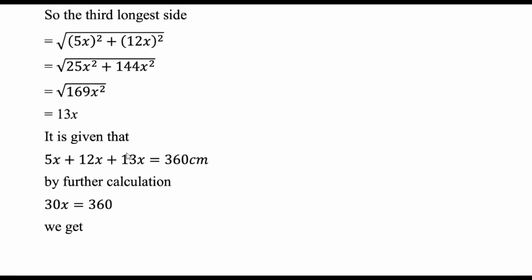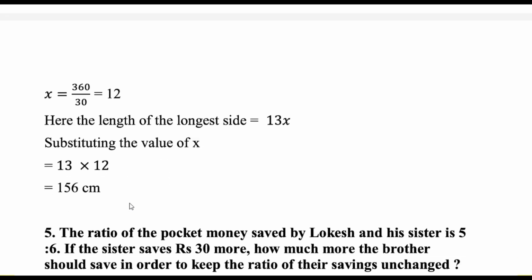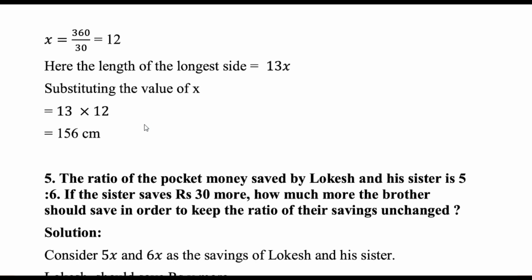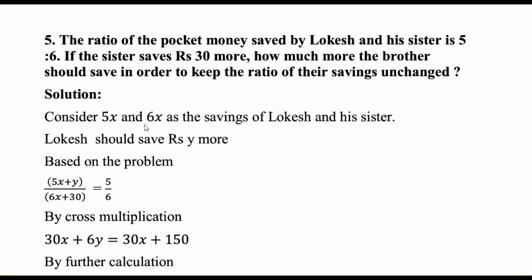So as given over there, 5x plus 12x plus 13x is equal to 360 centimeter. So ultimately 30x will be 360. So we get x is equal to 360 divided by 30, which is equal to 12. So the length of the longest side will be 13x, that is 13 into 12 is equal to 156 centimeter. Come to the next problem.